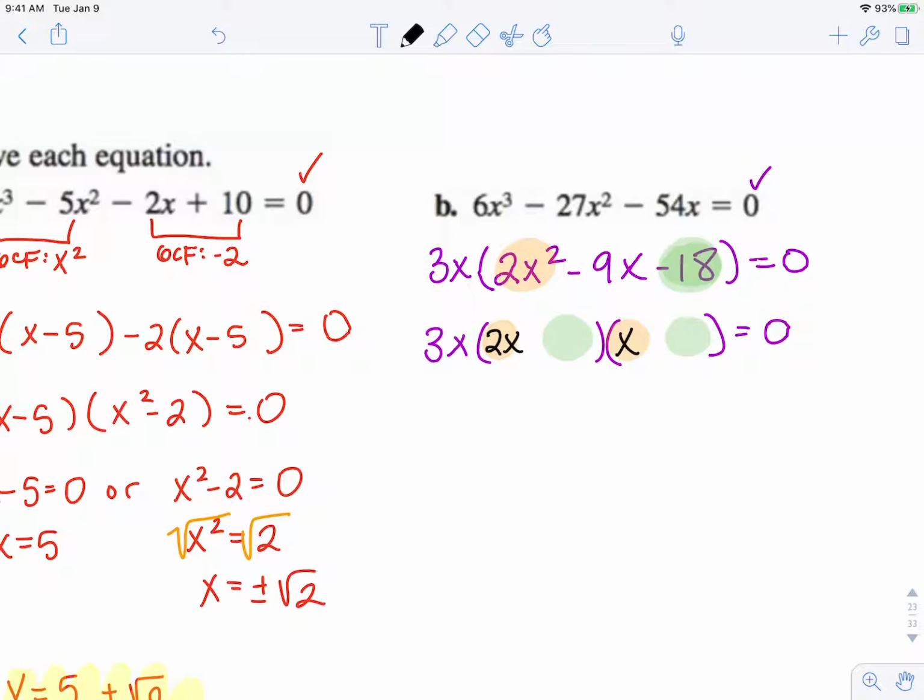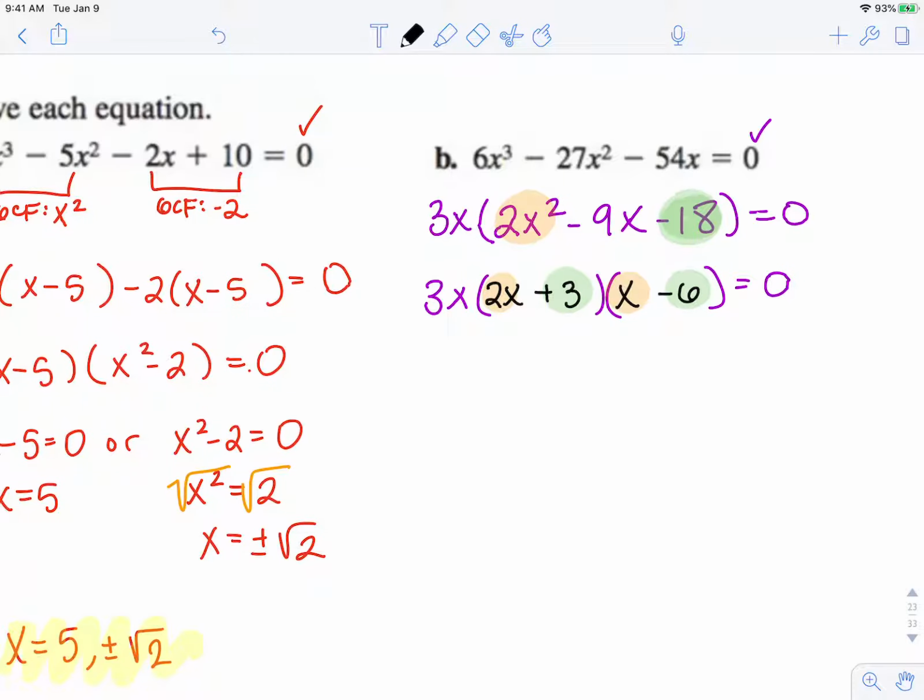Now -18, there's a few options, but I am going to think strategically here on where I place my numbers so I get -9x. And I'm going to do -6 and +3. Because now if I check my smiley faces, I have 3x minus 12x, which is -9x.